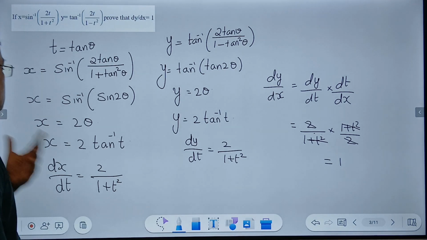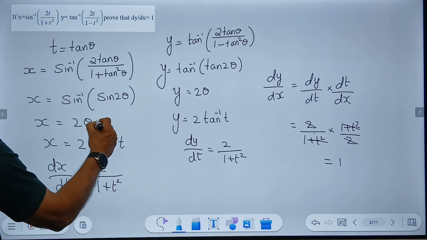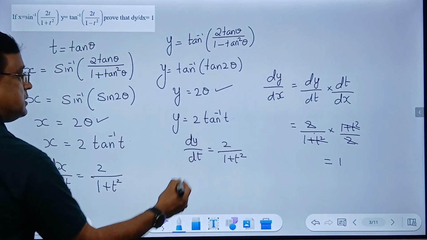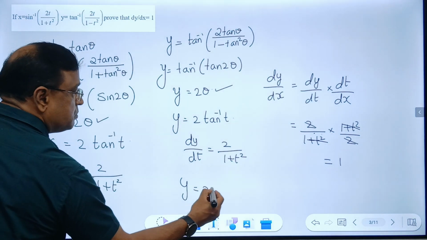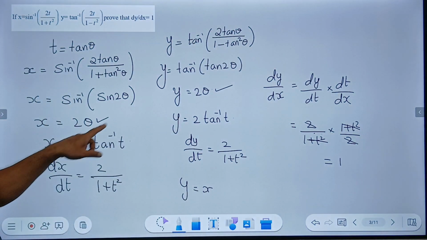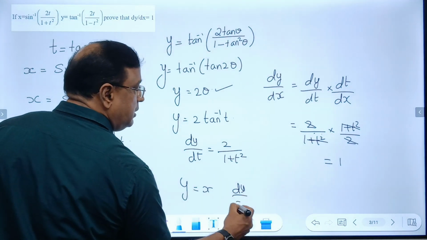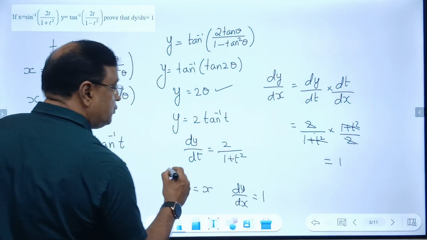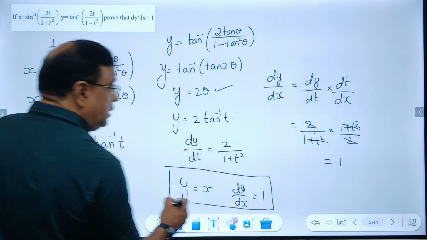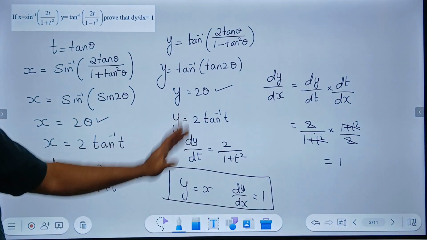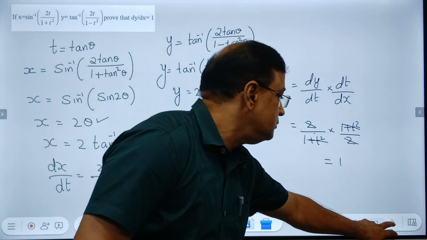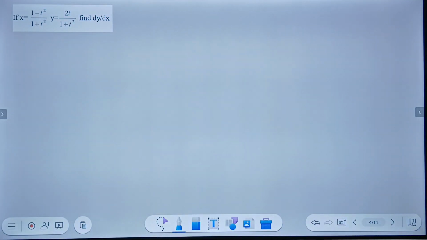Or if you don't like to do it like this, if you notice carefully, look at this. This is like y equal to x, correct? Because both are theta. Y is equal to 2 theta, x is equal to 2 theta, so y is equal to x. So obviously dy by dx will be 1. So this is a shorter way of doing this problem. If this doesn't strike you, you have to follow the longer method. Okay. Let's go to the next question.